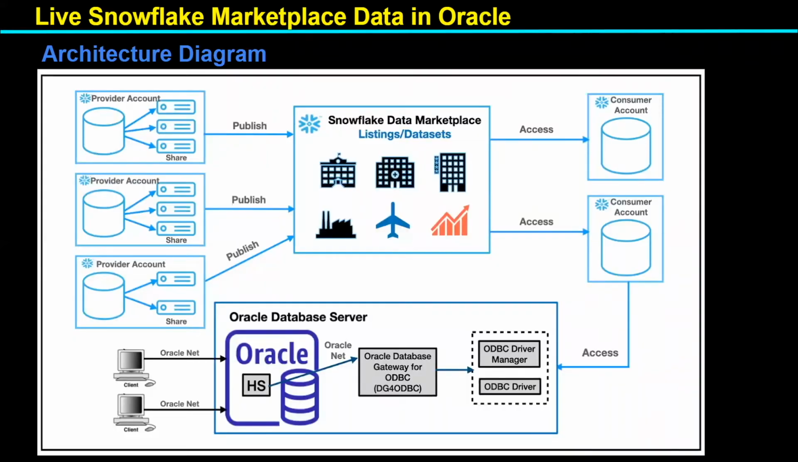Let's move on to the architecture diagram on accessing the Snowflake Data Marketplace live data in Oracle database. In Snowflake, there are hundreds of data providers. In this architecture diagram, I am showing 3 data provider accounts. The first provider account, there are 3 shares here. And similarly, the second provider account, there are 3 shares. And the third provider account, there are 2 shares.